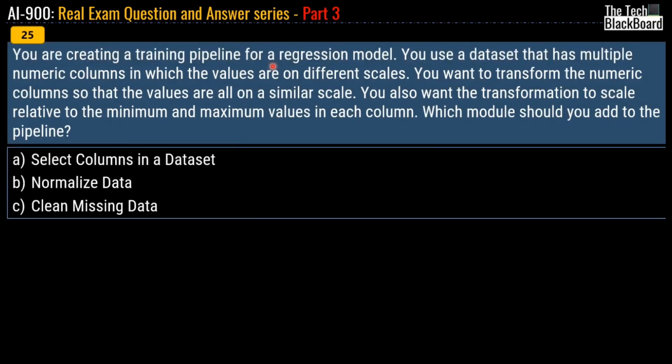Coming up next is question number 25, and it says that you are creating a training pipeline for a regression model. You use a dataset that has multiple numeric columns in which the values are on different scales. You want to transform the numeric columns so that the values are all on a similar scale. You also want the transformation to scale relative to the minimum and maximum values in each column. Which module should you add to the pipeline? Your options are select columns in dataset, normalize data, or clean missing data. The correct answer for this question is option B, normalize data.